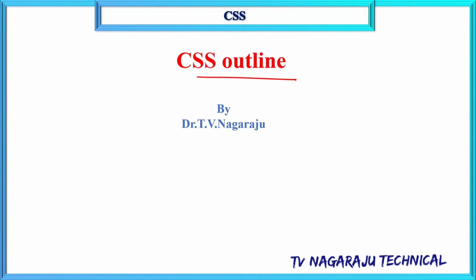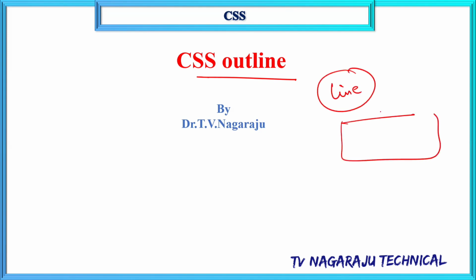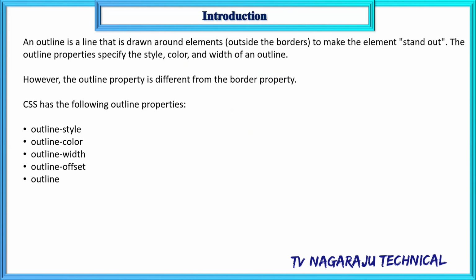In this session, we are going to discuss outline concepts in CSS. First of all, what is an outline? Outline simply means a line that is drawn around the element. Remember, outline is different from borders. An outline is a line drawn around the element, outside of the border.